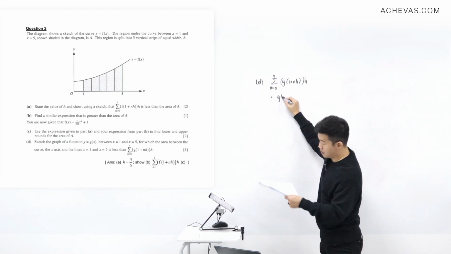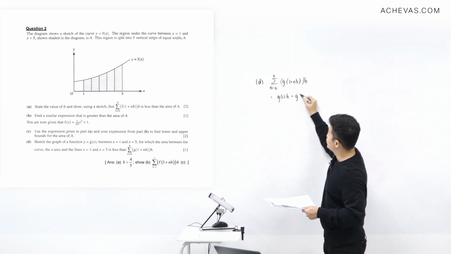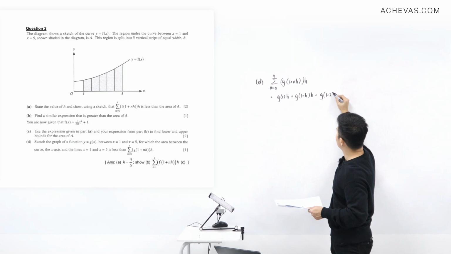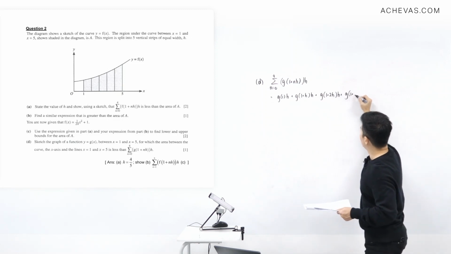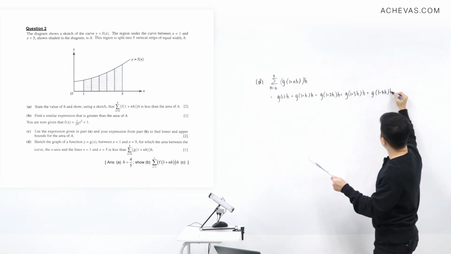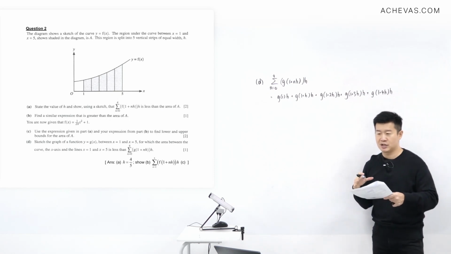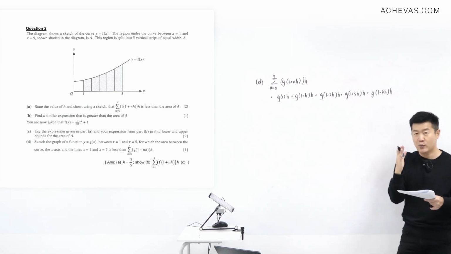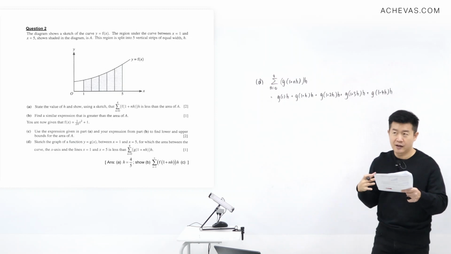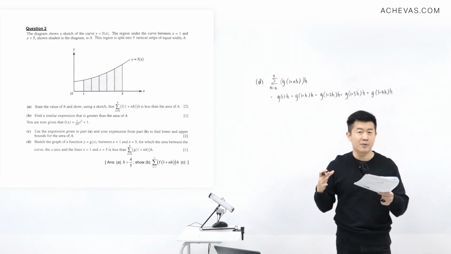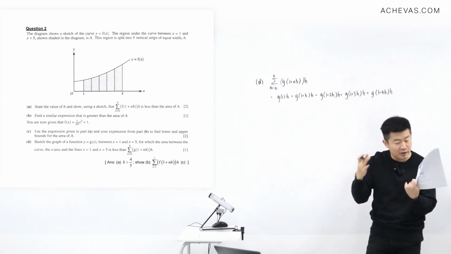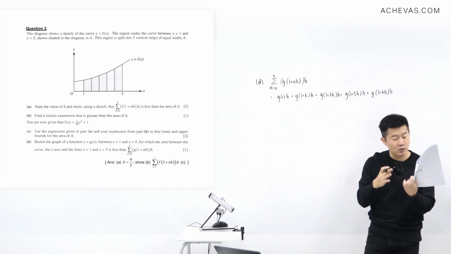So we are looking at g of 1 times h, plus g of 1 plus h times h, plus g of 1 plus 2h times h, g of 1 plus 3h times h, and then finally g of 1 plus 4h times h. In order for me to draw such a diagram with all the equal width rectangles from 1 to 5, and for this sum from 0 to 4 to represent the sum of the areas of rectangles that is bigger, according to what the question wants, than the area bounded by the graph, the axis and the lines x equals 1 and x equals 5.